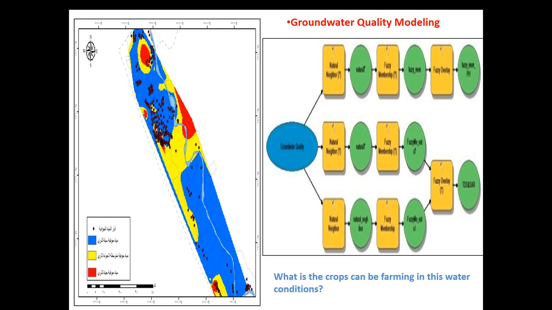You can see in the map the blue area is very bad water for irrigation. In the yellow area you can see medium water quality. In red is good irrigation water.